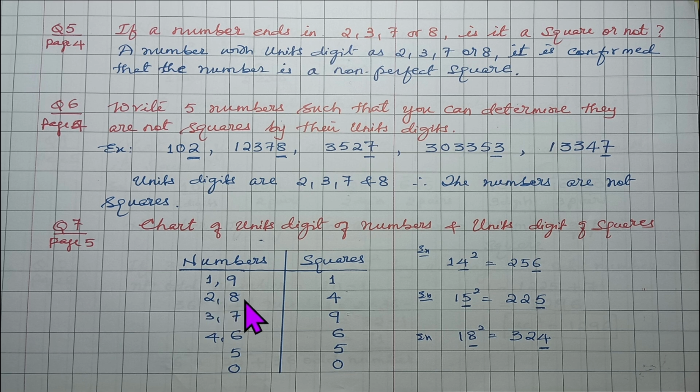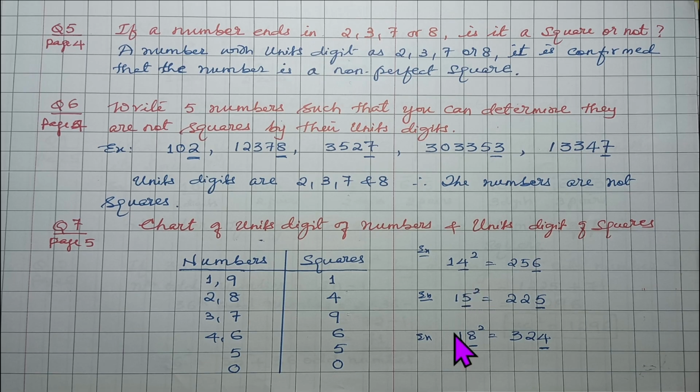If the numbers end in 2 or 8, the squares will have the digit 4 in the units place. If the numbers have 3 or 7 in the units place, then the squares will have the digit 9 in the units place. If 4 and 6 are the digits in the units place of numbers, then 6 is the digit in the units place of the squares. If 5 is there, then 5; if 0 is there, then 0.